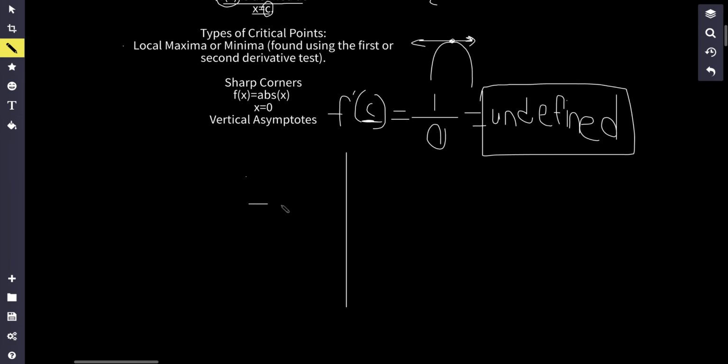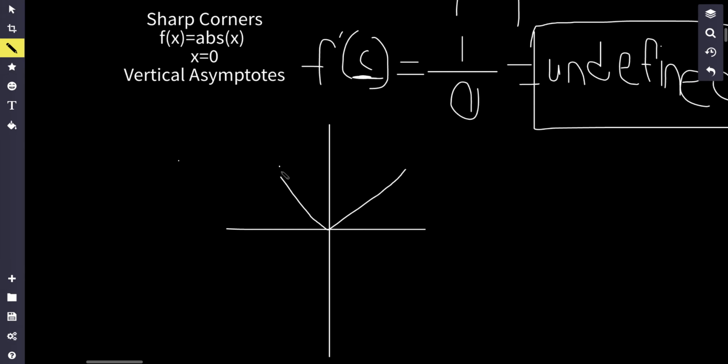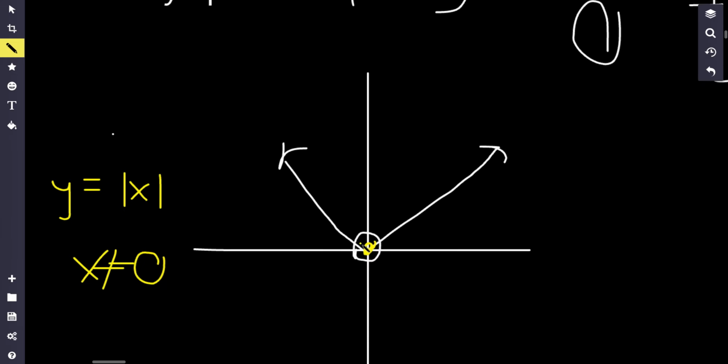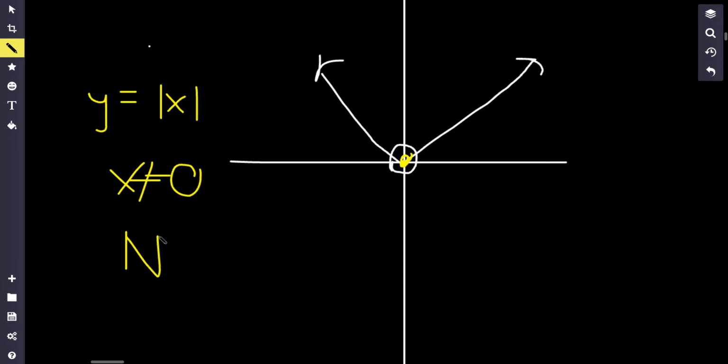So if I have the absolute value of x, let me just draw this again. If I have an absolute value of x and at x is equal to 0 our function wasn't defined, so I had an open circle here, then this would not be considered a critical point. Actually, in this case, this is really interesting. There would be no minimum point in this graph.